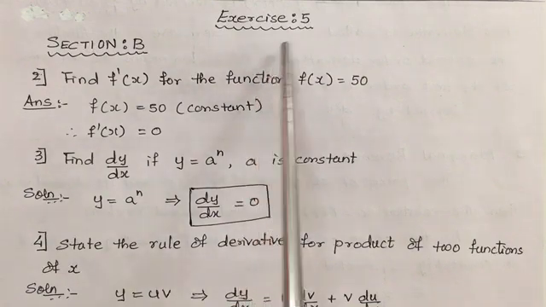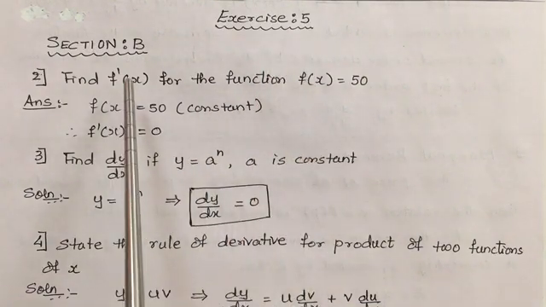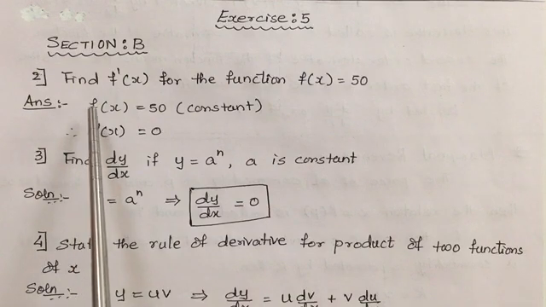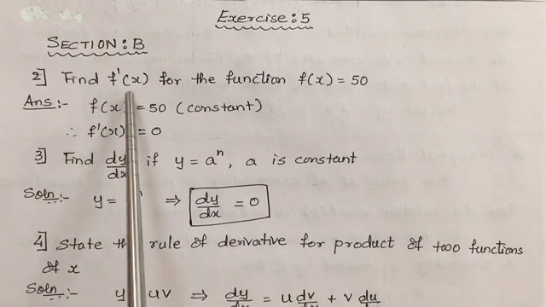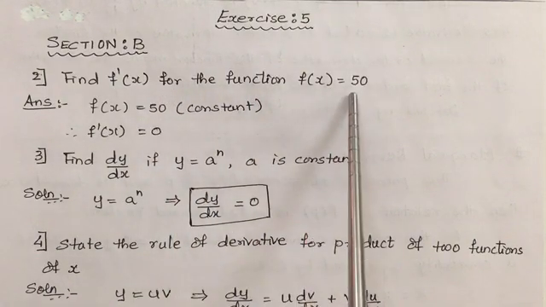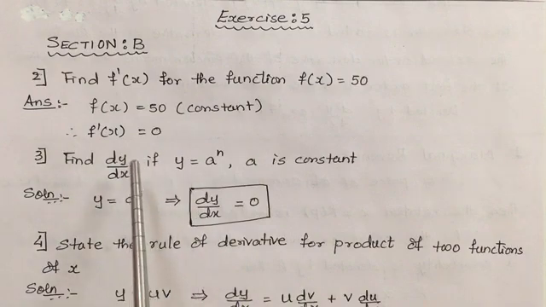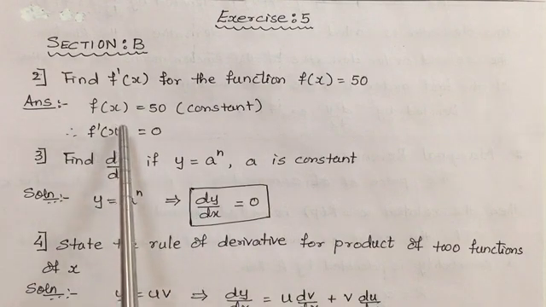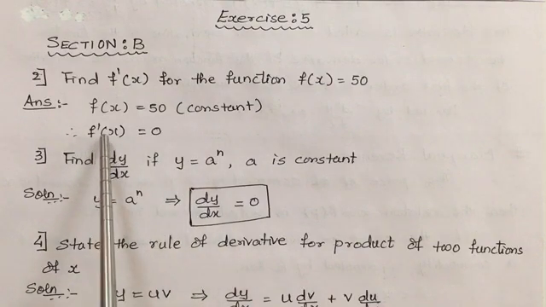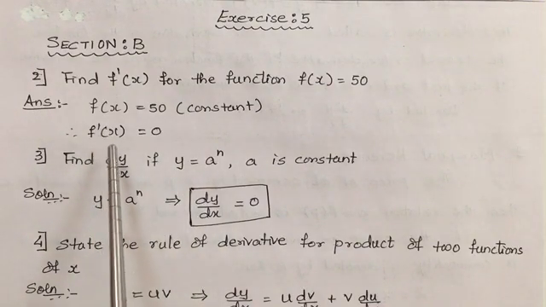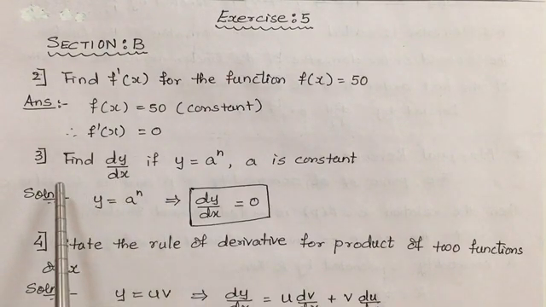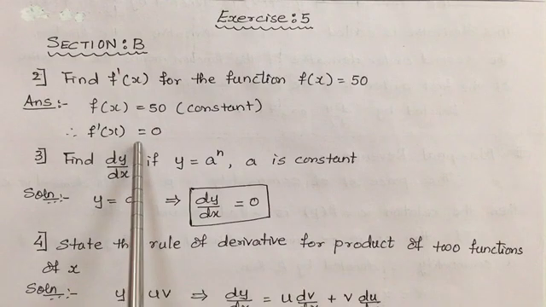We'll start with exercise 5, section B, question number 2. Given is, find f dash x for the function f(x) equal to 50. Now as the function f(x) equal to 50 is constant, its derivative, that is f dash x, will be 0, as per the standard derivative.